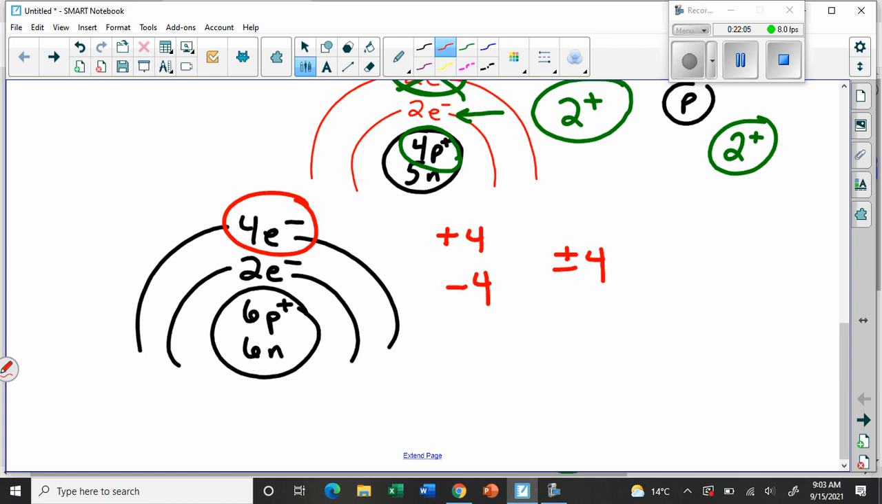He could take away these 4 and become +4. Right? Take those away. Now he's +4, like that. Or he could keep those 4.